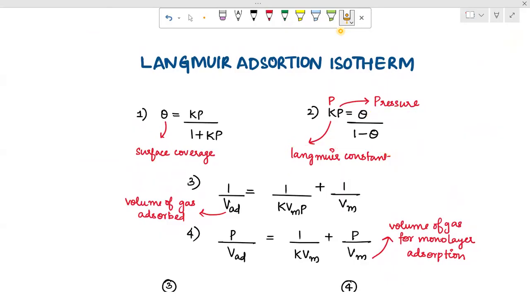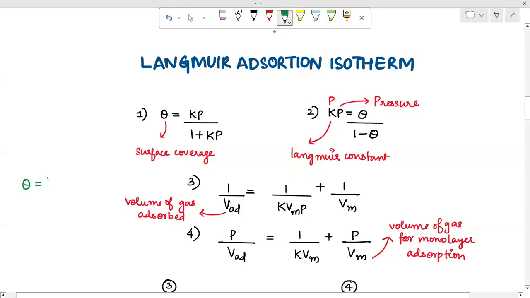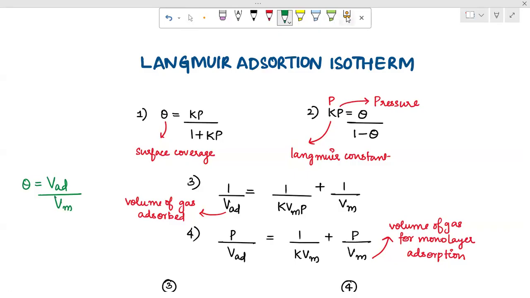So it can either be in terms of theta, which is theta is equal to Kp by 1 plus Kp, or the equation can be in terms of Kp, which is theta by 1 minus theta. That is one thing. And the other way in which theta can be written is theta is VAD by Vm, where VAD is the volume of gas which is adsorbed onto the surface, and Vm is the amount of gas which is required for monolayer formation.